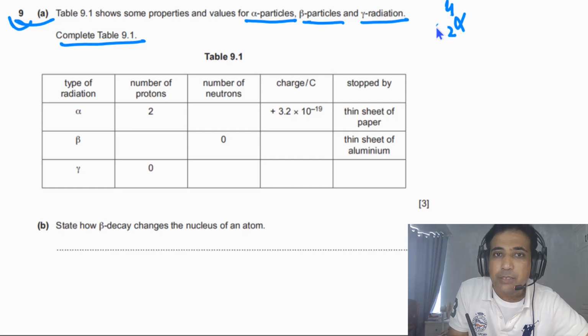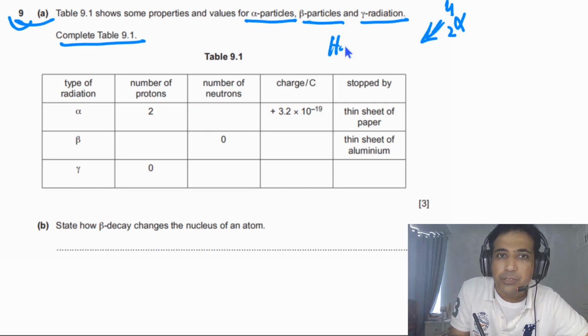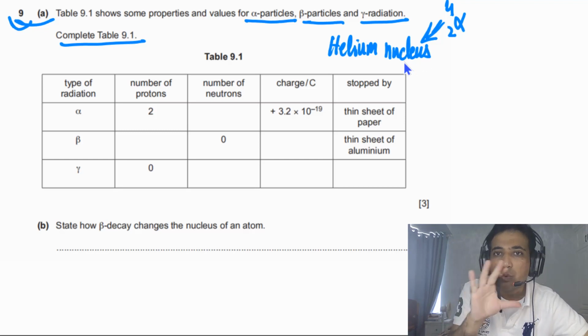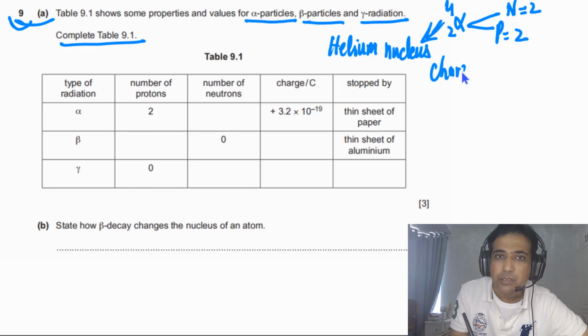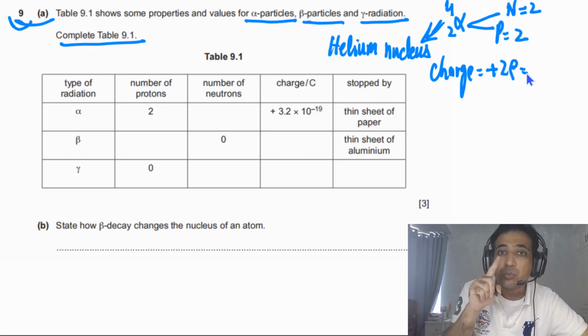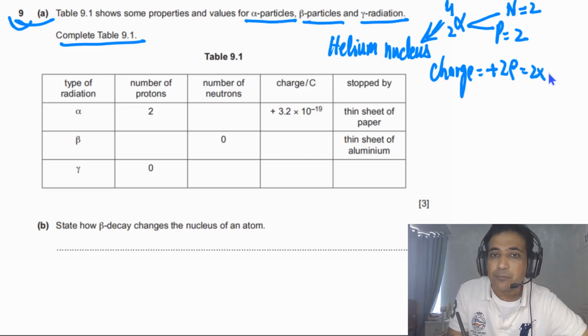We have alpha particle, and alpha particle is simply a helium nucleus. So very important point, you need to understand what is alpha particle. Alpha particle is just simply a helium nucleus. So it has no electrons. It consists of two protons because atomic number is equal to 2, and mass number is equal to 4. So 4 minus 2 is equal to the number of neutrons. So it has 2 neutrons. And charge on alpha particle is equal to plus 2e. This is equal to the charge on two protons. And elementary charge 1e is equal to 1.6 times 10 to minus 19 coulombs.